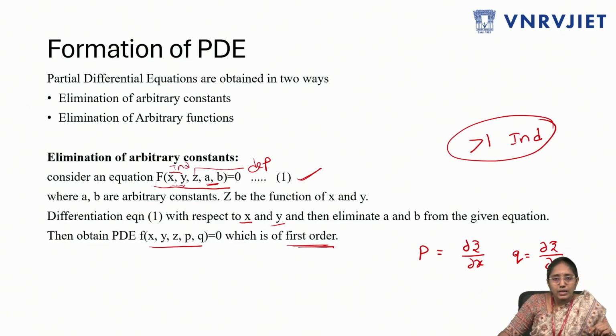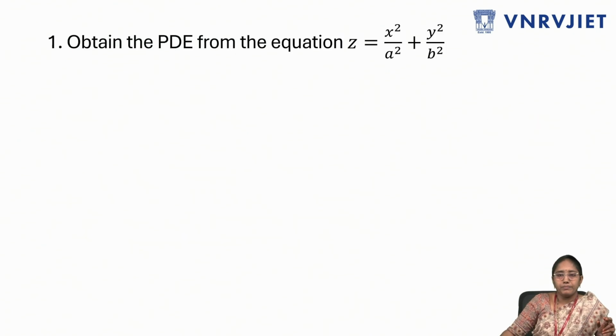Now here we observe the differential equation which has two independent variables and two arbitrary constants. From this equation we obtain the partial differential equation of first order, that we need to remember here. The relation having two arbitrary constants forms a partial differential equation of first order. Now we look into an example.